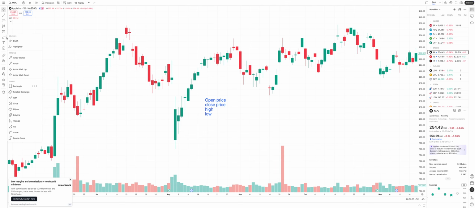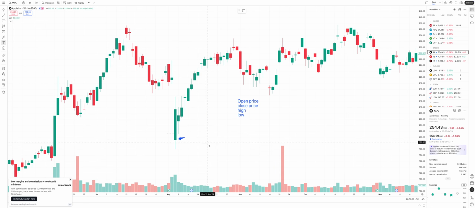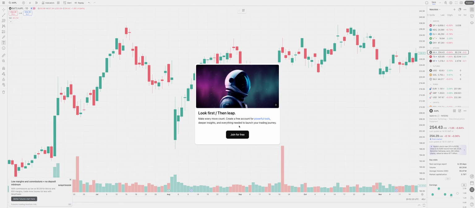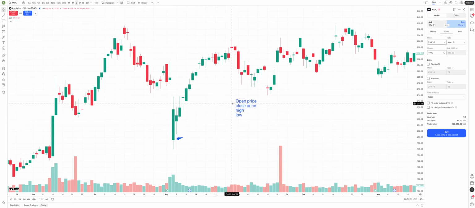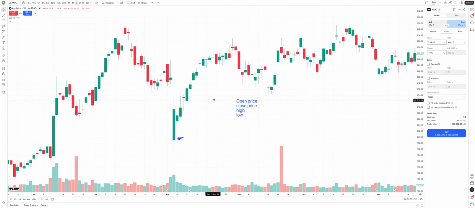So I'm going to click over here on my tools. I'm going to grab an arrow marker and I'm going to mark this out. So this area is the opening price. Oh, it says join for free. Looks like it wants you to join for free, so just go ahead and sign up, I guess. I guess they've changed that now, so we're going to sign up. Okay, cool.